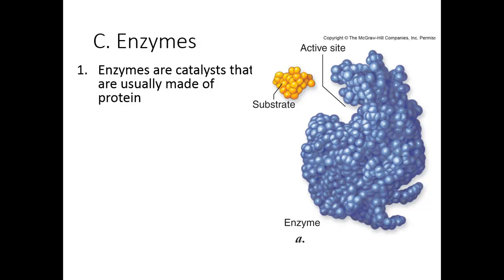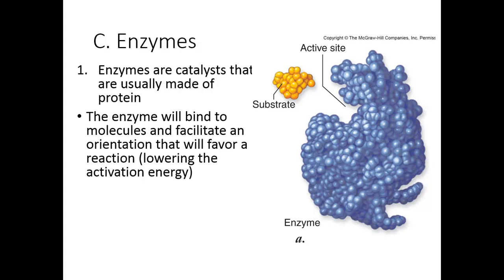Enzymes are catalysts that are found in living things, and they're usually made of protein. There are some also made of RNA. And what will happen is the enzyme will bind to a substrate. It will lower the activation energy and change the shape of it, or cause stress on the bonds somehow. That will lower the activation energy, and that will cause the reaction rate to go faster.